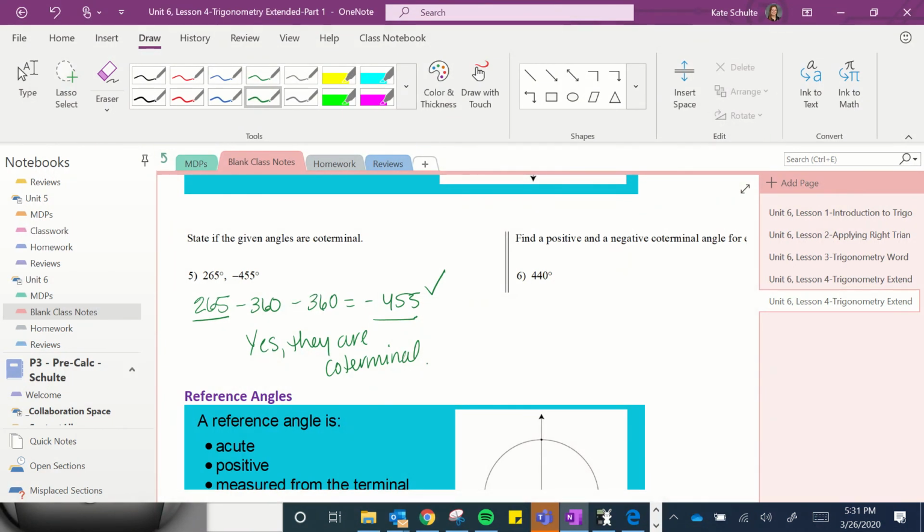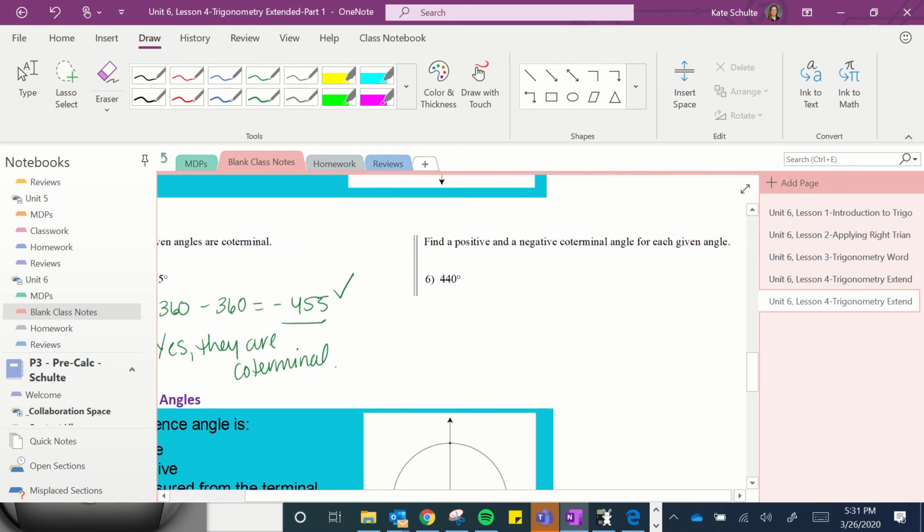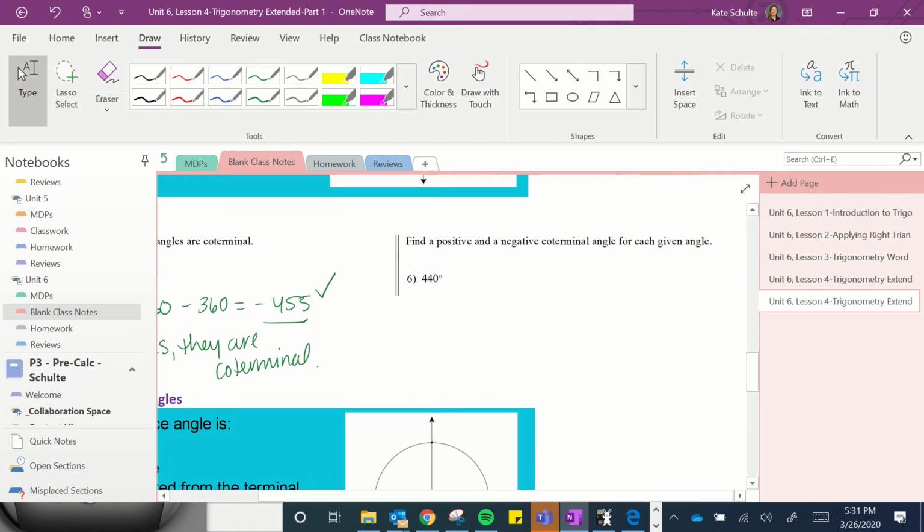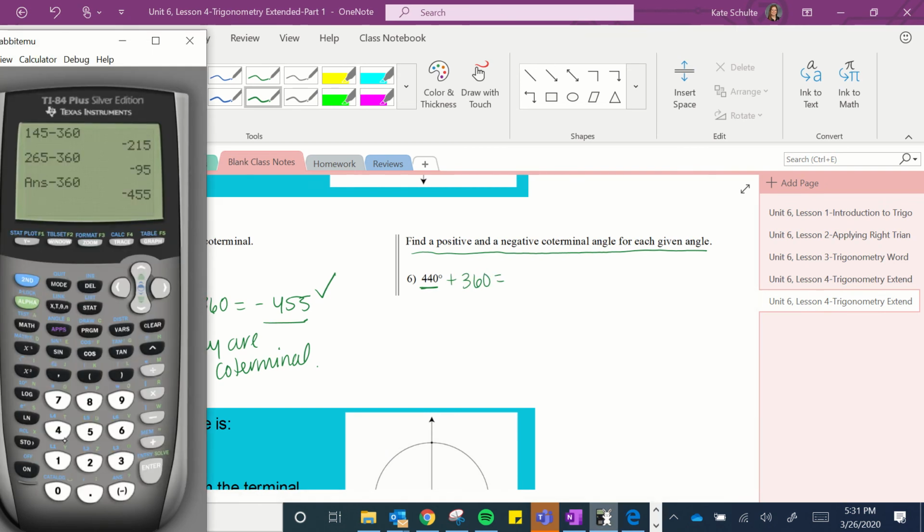Okay. All right, number 6 here: find a positive and negative coterminal angle for each given angle. There's an infinite amount of answers for these. The homework is only going to give you one option, but you could add 400 360s if you really wanted to, but you don't have to. So I have 440. I want to find a positive and a negative coterminal. So I could just take 440 and add 360. That's going to get me a positive number, right? It's also going to be coterminal.